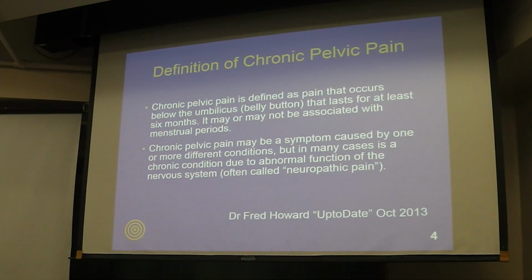Now, chronic pelvic pain may be a cause of one or more different conditions, but in many cases it's a chronic condition due to abnormal function of the nervous system. So the diagnosis is abnormal nervous system, sensitization of the nervous system due to neuroplasticity of the nerves and the brain.